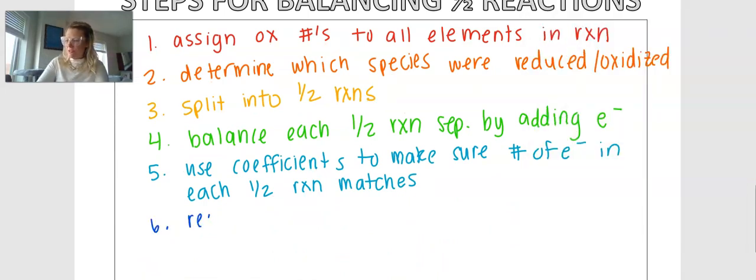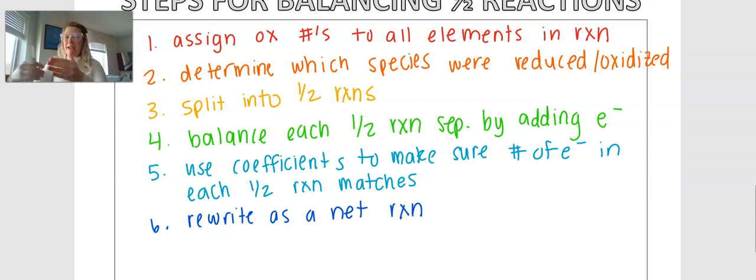Last thing that we want to do is we want to rewrite this as what is called a net reaction. What is a net reaction? A net reaction means taking our 2 half reactions we had and combining them into one more reaction. So I was thinking, like, in terms of talking about net profit or something, we're talking about everything all together again. So let's go ahead and piece everything together.